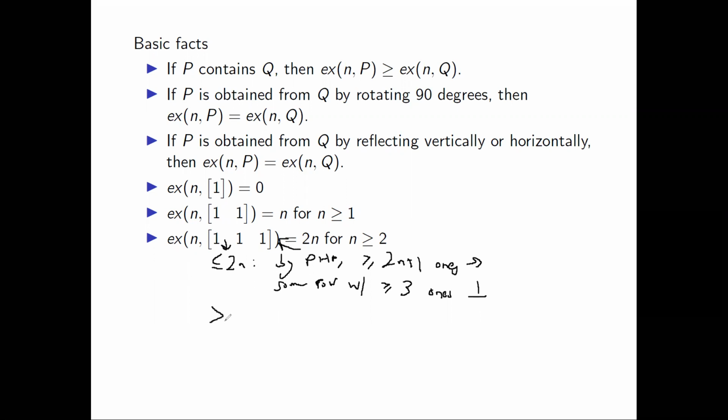We can also see that the extremal function is at least 2n. In order to see the extremal function is at least 2n, we just need to construct an n by n 0-1 matrix that has 2n ones and avoids this 1 by 3 matrix of all ones. So we'll take the one that we drew last time with a single column of all ones on the left, and then we'll add a column of ones next to it.